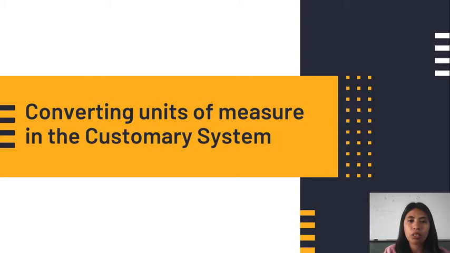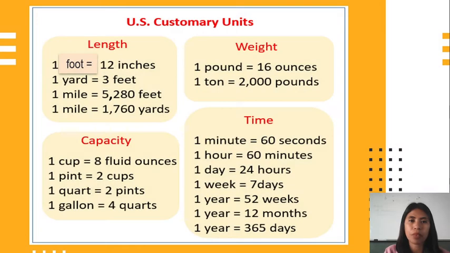Let's start with converting units of measure in the customary system. For US customary units, we have the following table. The first table is for length. 1 foot is equal to 12 inches. 1 yard is equal to 3 feet. 1 mile is equal to 5,280 feet. 1 mile is equal to 1,760 yards.